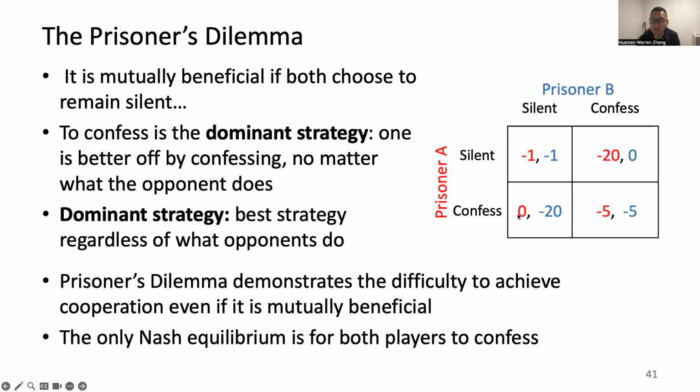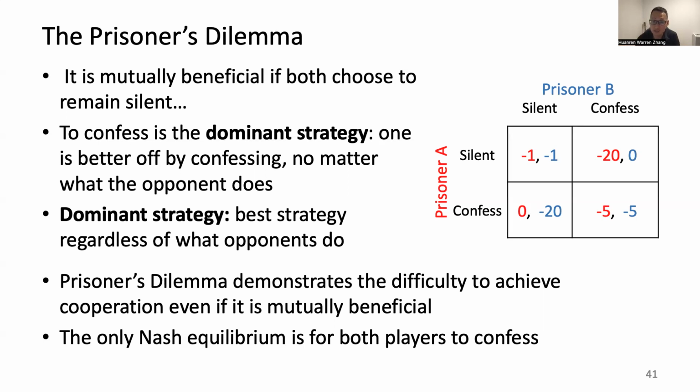Compared to being set free immediately, it's very tempting for us to choose to be free. On the other hand, if prisoner B decides to confess and you choose to keep silent, you will have to serve in prison for 20 years. But if you also decide to confess, you only need to serve 5 years. So regardless of what prisoner B does, you would try to confess in order to maximize your payoff, or reduce the years you serve in prison.